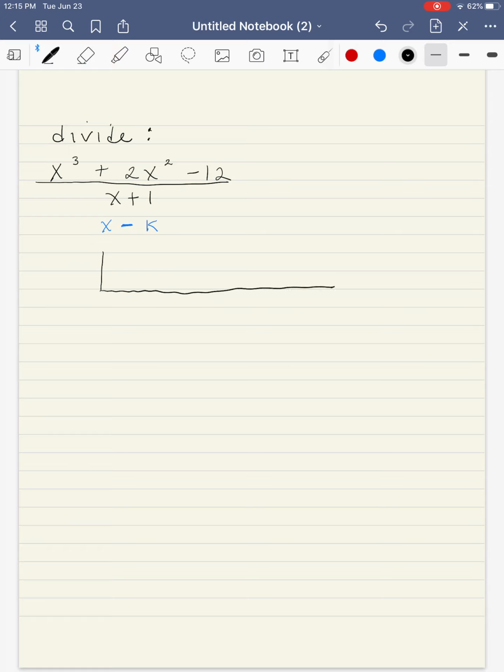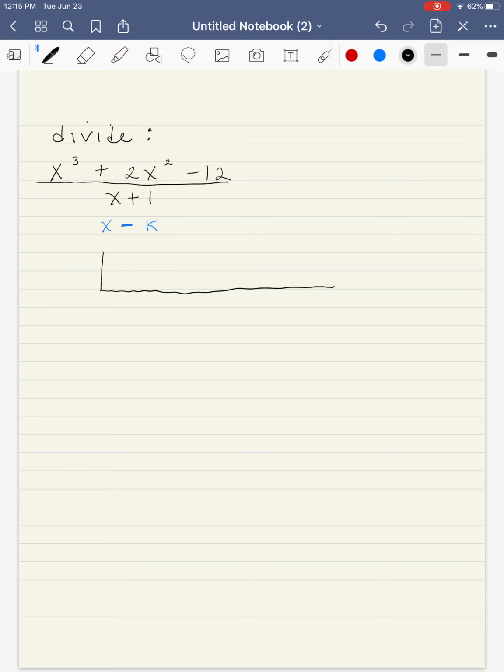Let's do another one. In this one, I'm going to set it up, and I'm going to have you see if you can set up the division box. And our instructions just say divide. We're just dividing one polynomial by another polynomial and saying what our quotient would be. And in this case, we're going to divide by x plus 1. And remember that we're looking at x minus k. So we're thinking, what are we subtracting from x?